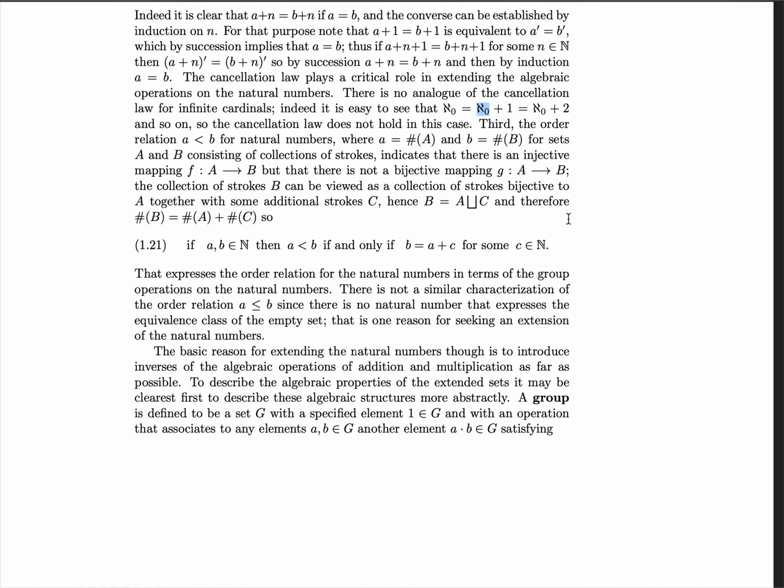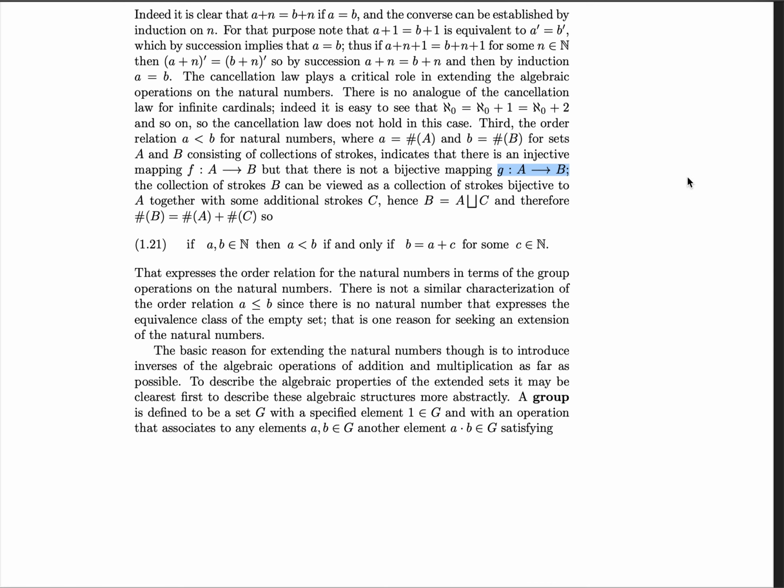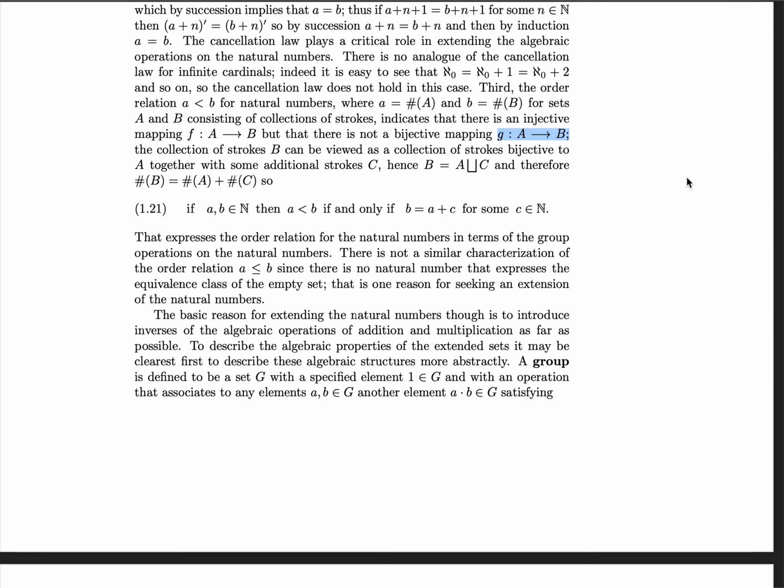Finally, we'll consider an order relation on natural numbers, namely if a is less than b, where a is the cardinality of some set A and b is the cardinality of some set B. Then we know that there's an injective mapping f from A to B, but there's not a bijective mapping between them, as we defined before when considering partial orders on sets, on the natural numbers.